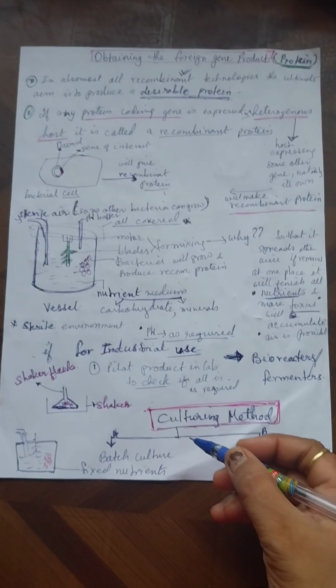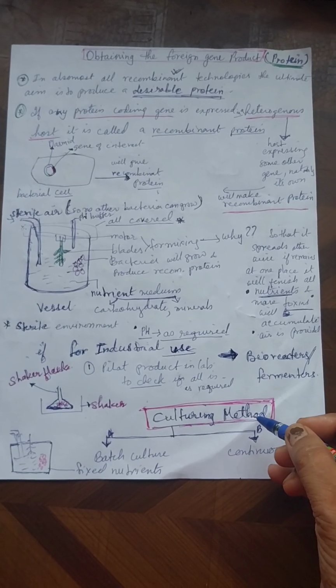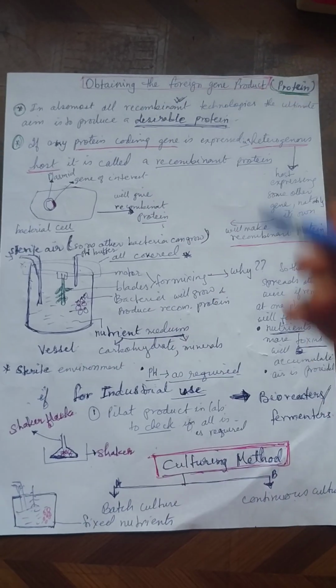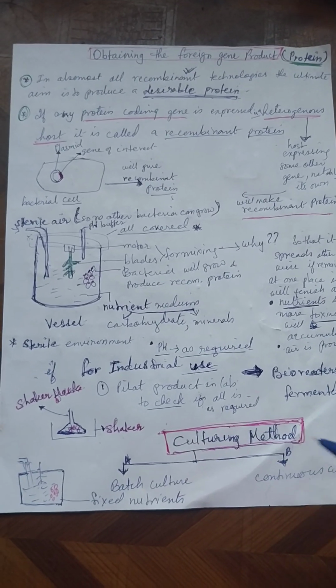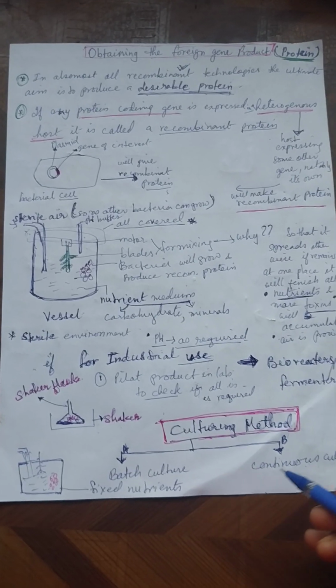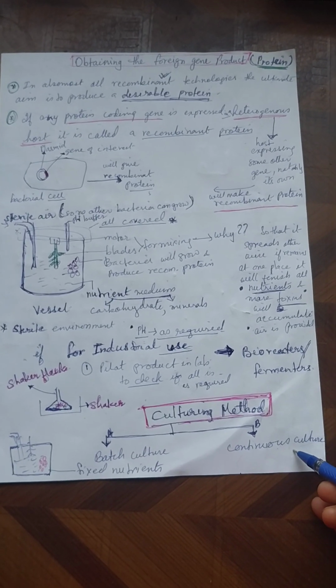Good morning, children. Today's topic is the culturing method for the heterologous host which has the gene of interest to produce the protein. Culture is done in two ways: one is the batch culture and another one is the continuous culture.